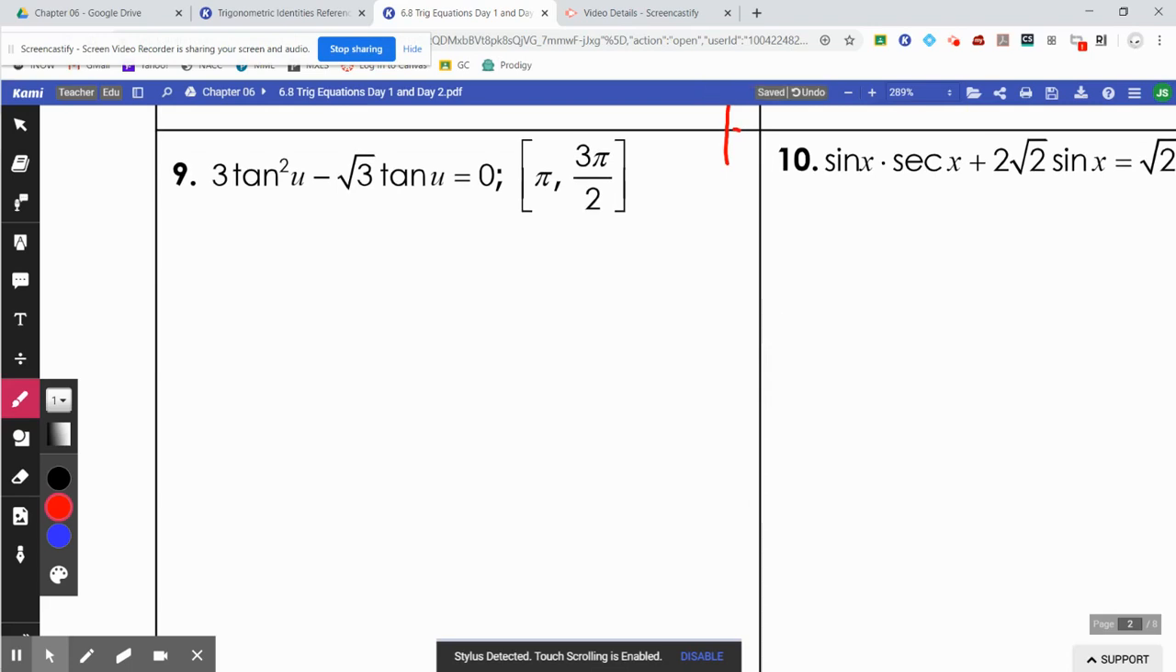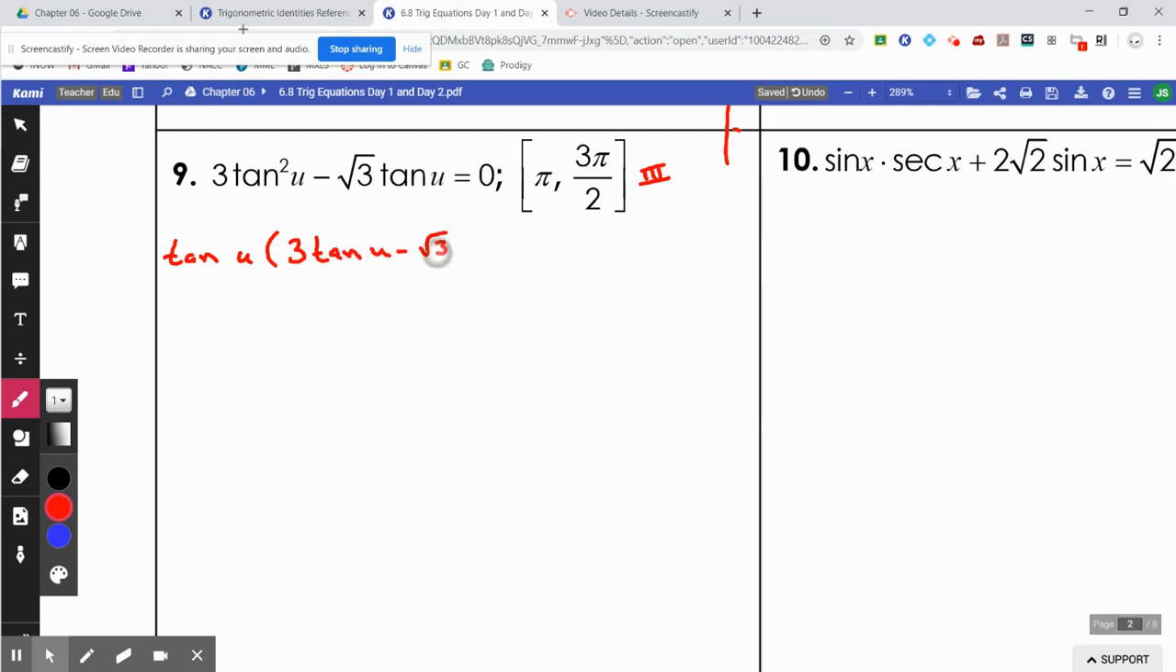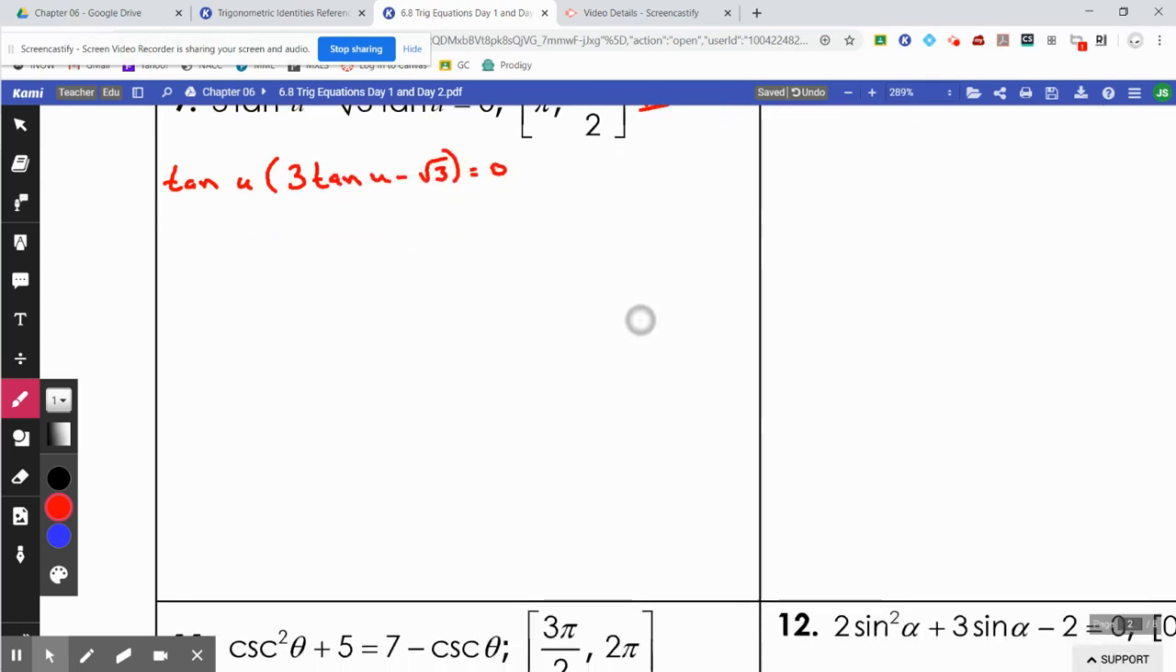Again, we're looking for all the answers between pi and 3 pi over 2. That would be all the answers in the third quadrant. 3 tan squared. Now here again, notice that you have two terms. Both terms contain a tan u. So let's factor out the tan u. You're left with 3 tan u minus root 3 is equal to 0. Now that you have a factor, set each factor equal to 0. The tangent of u is equal to 0, or 3 tan u minus root 3 is equal to 0.